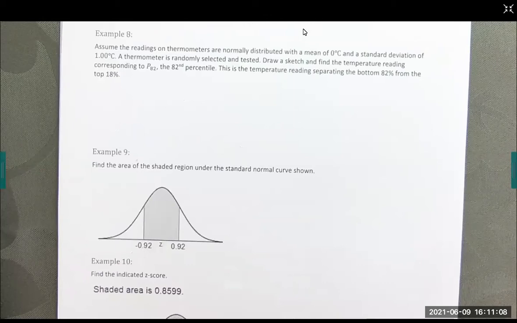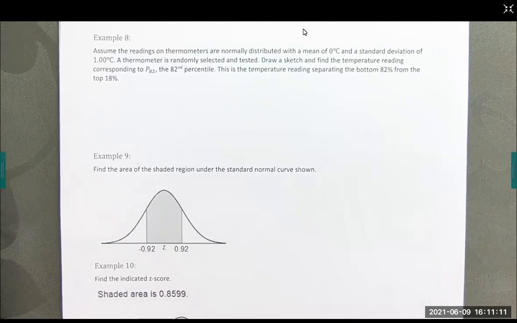Now it can start to get a little confusing. Do I use inverse norm or do I use norm CDF? And so if we have the probability or the area, then we have to use inverse norm. If we have the z values, then we have to do normal CDF. So example 8, assume that the readings on thermometers are normally distributed with a mean of 0, standard deviation of 1 degree Celsius. A thermometer is randomly selected and tested. Draw a sketch and find the temperature reading corresponding to P82, the 82nd percentile. This is the temperature reading separating the bottom 82% from the top.